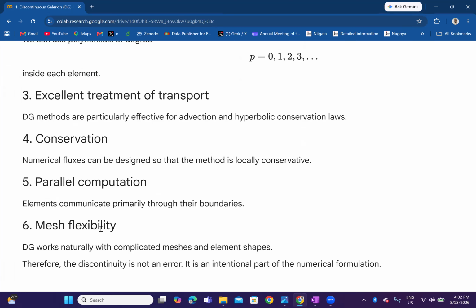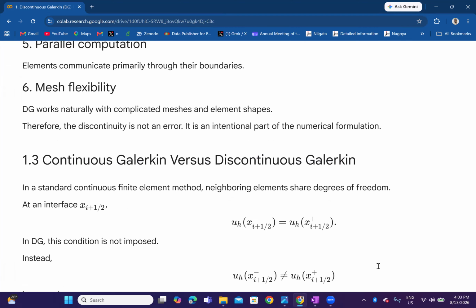Then you have mesh flexibility. Of course, that is the whole idea of finite element, right? It involves discretization, and then you have meshes and everything. So discontinuous Galerkin works naturally with complicated meshes and element shapes. Therefore, the discontinuity is not an error, it is an intentional part of the numerical formulation. So discontinuity here is not an error. We are intentional about it because it is an intentional part of the numerical formulation itself.